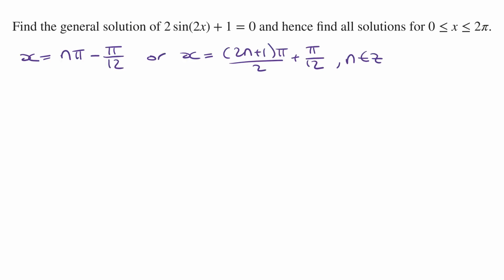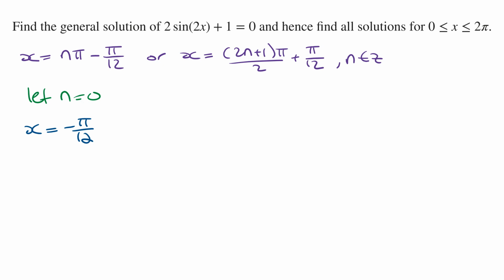And now that we have the general solutions, to find the solutions of x between 0 and 2 pi, what we need to do is sub in values of n into each of these rules. And so if we start by letting n is equal to 0, then subbing this into the first rule, we're going to get x is equal to 0 times pi, which is 0, and then minus pi on 12. And so the first solution is going to be minus pi on 12.